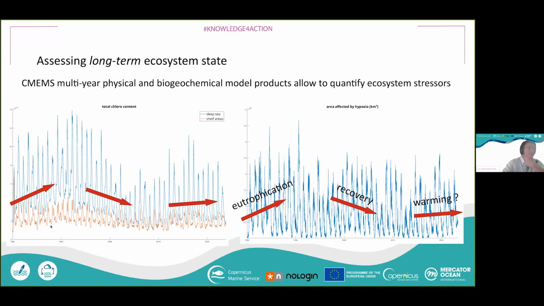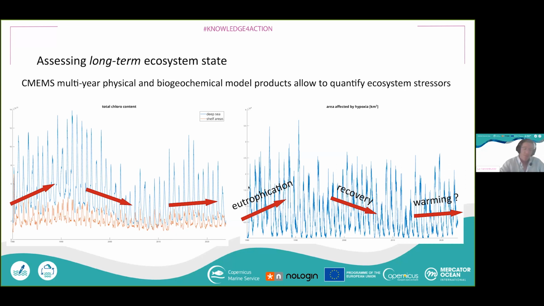But the Black Sea has a very, very large shelf, so it's really important. And this is also where all the river water is coming into the sea. So indeed, we can quantify the eutrophication. We can see that there was an increase in chlorophyll content and then a decrease. And then we can also see that in recent years, there seems to be a small trend to increase again.